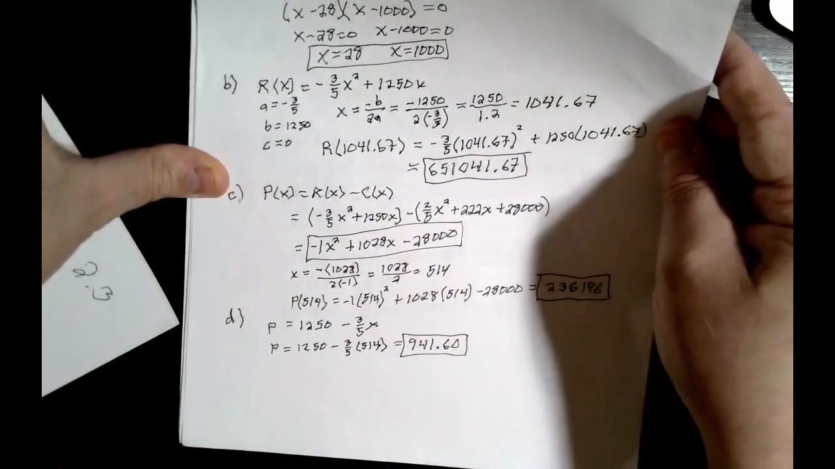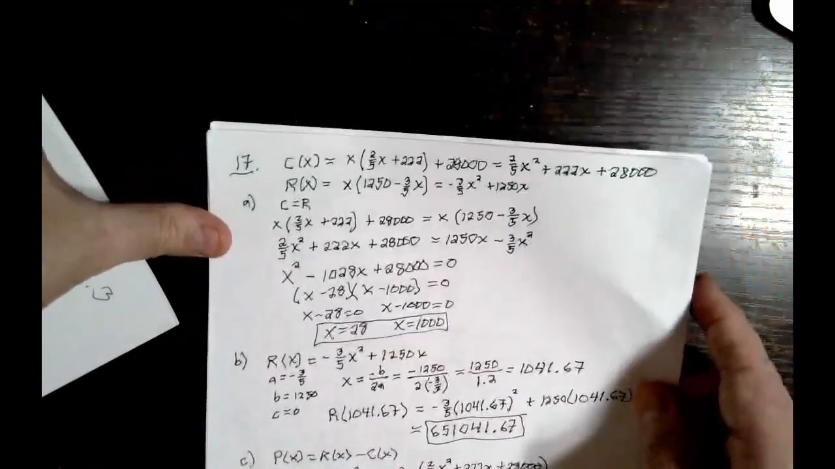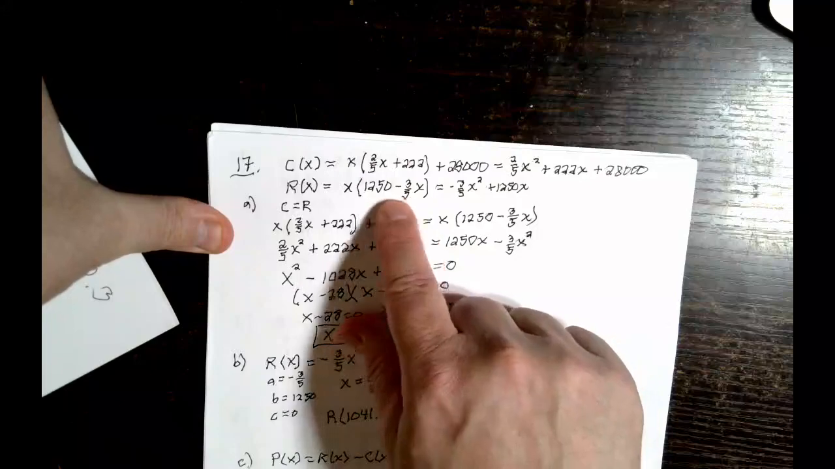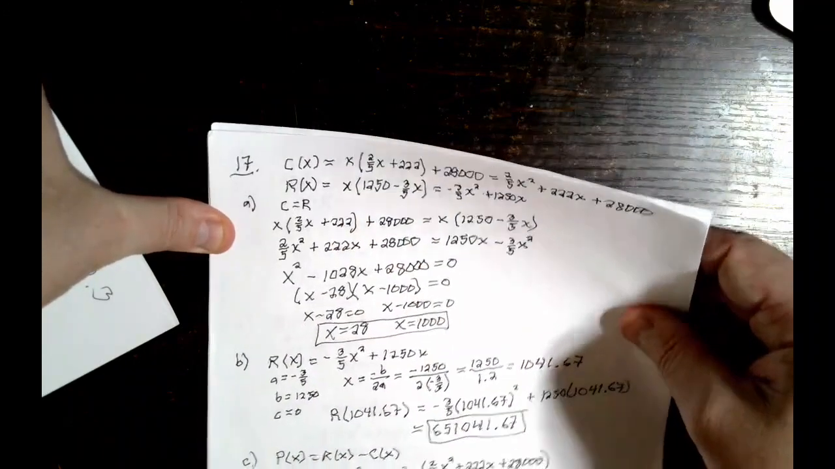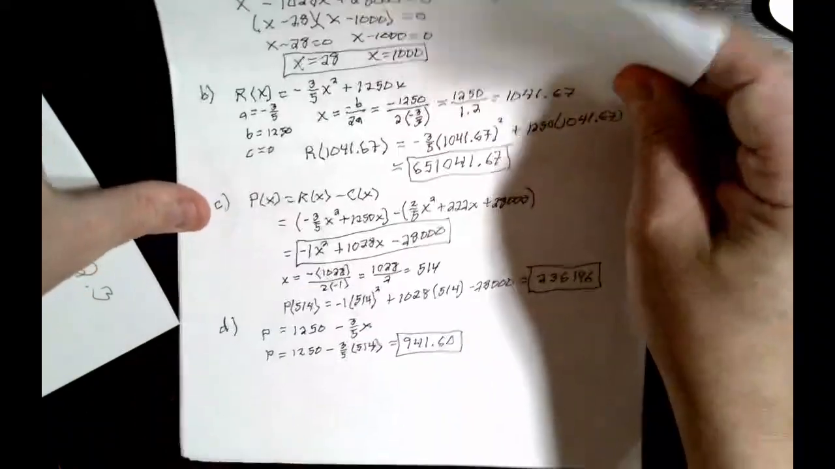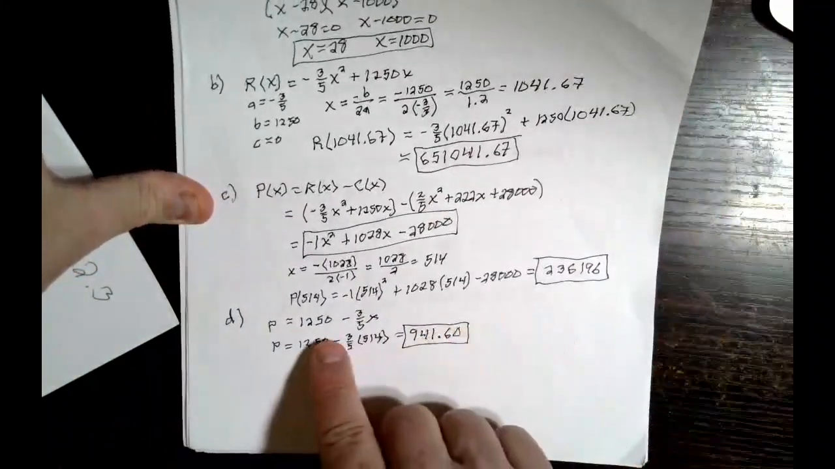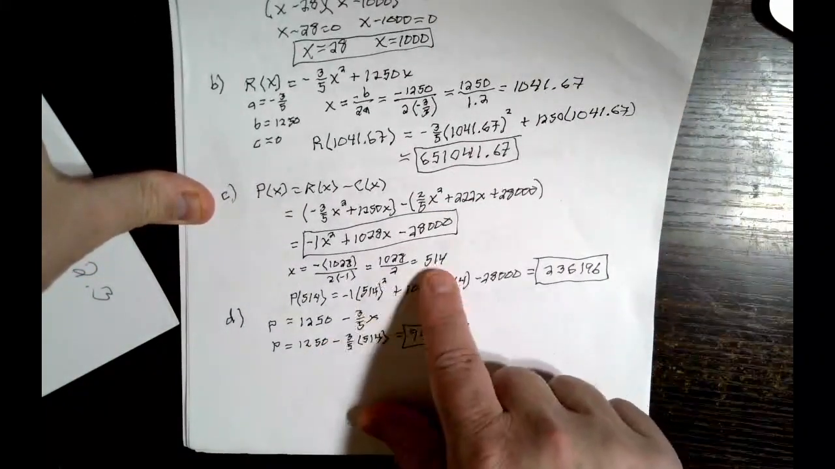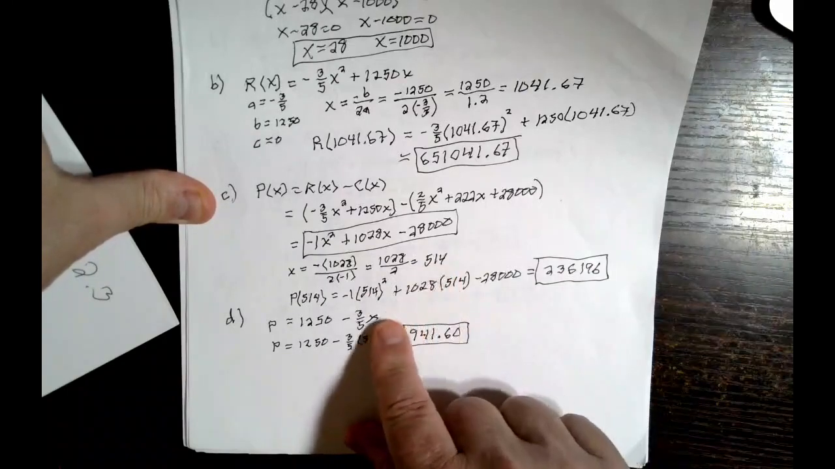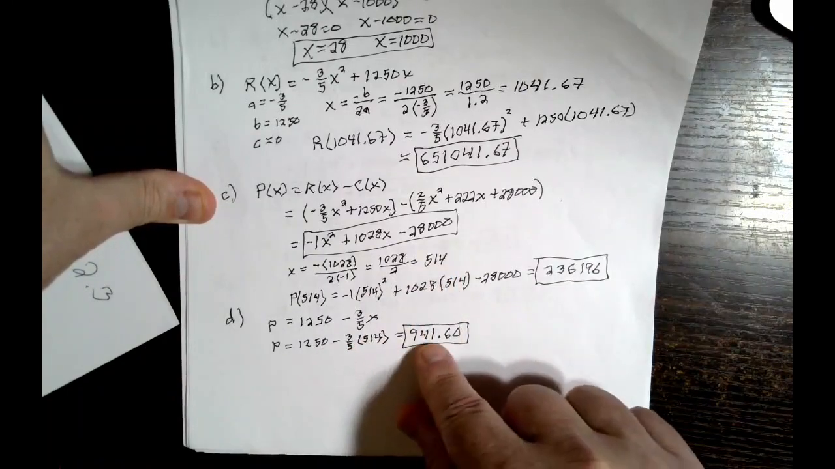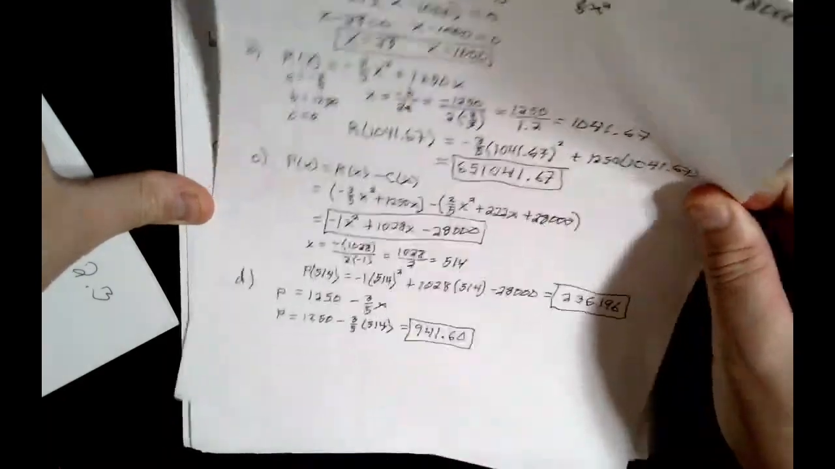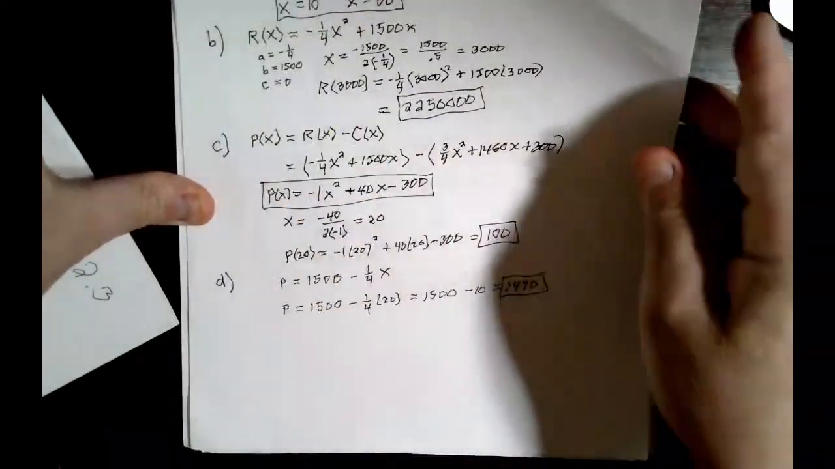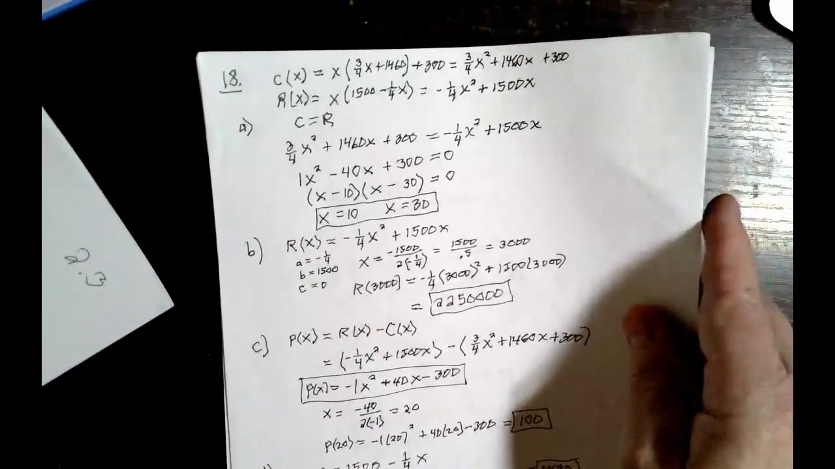Well, remember the price was given way back here. Here's your price, just this guy in the parentheses: 1250 minus 2/3, 3/5 x. Well, we know what number of x needs to maximize profit, so you use 514 there, and you get 491.6. Okay, and then 18.